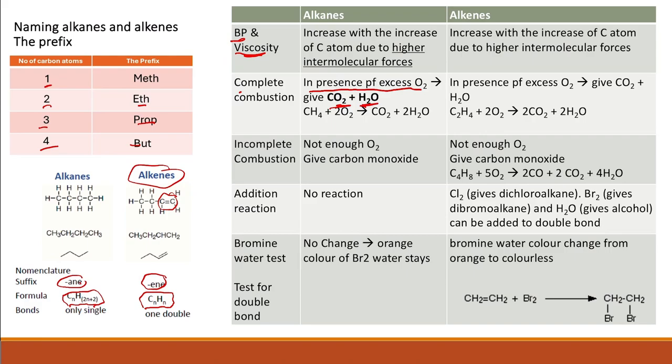This is an exothermic reaction, and remember that's why alkanes and alkenes can be used as fuel, because of the complete combustion and production of heat. In incomplete combustion, when there isn't enough oxygen, the products will change. The alkanes and alkenes will give carbon monoxide instead of carbon dioxide and water, so they will give carbon monoxide in addition to carbon dioxide and water, or it could give carbon monoxide and water as products.